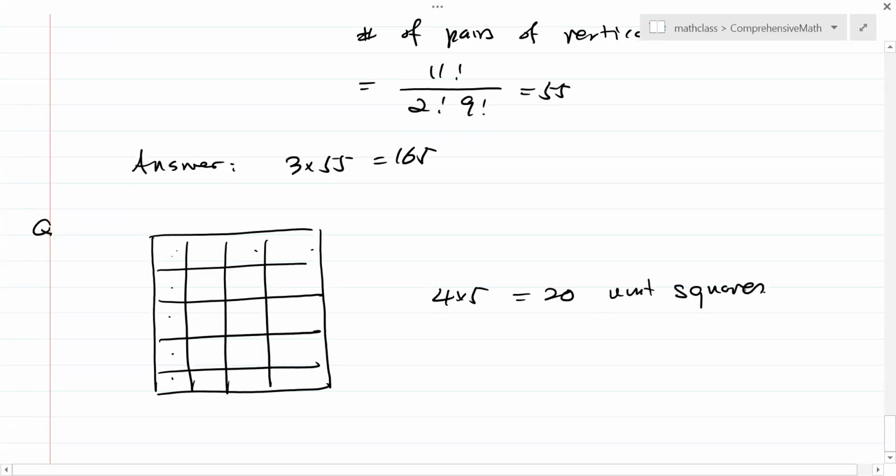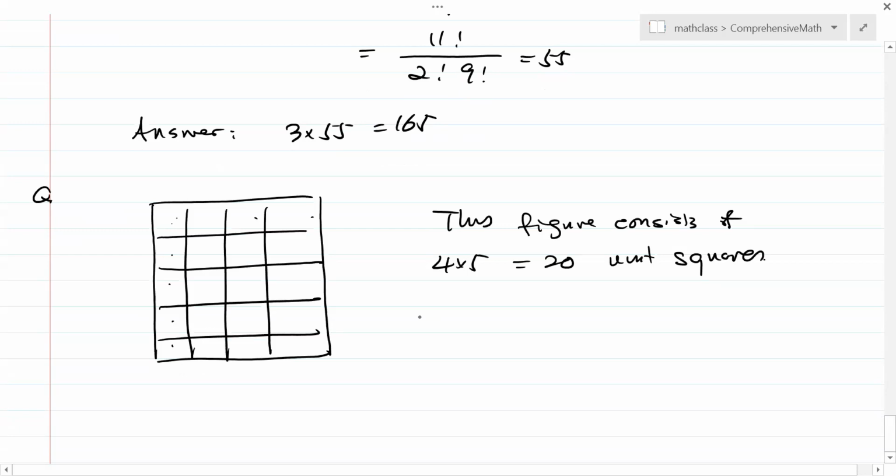Okay, it consists of unit squares. So this figure consists of 24 unit squares, okay? So the question is, how many squares can you find? It's not necessarily unit squares. How many squares are there?